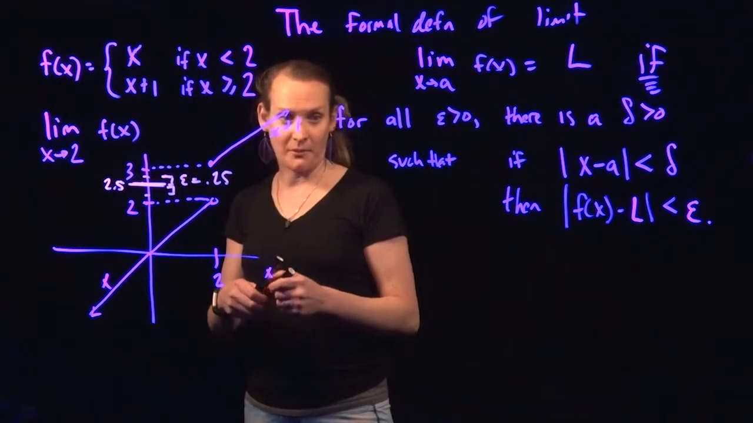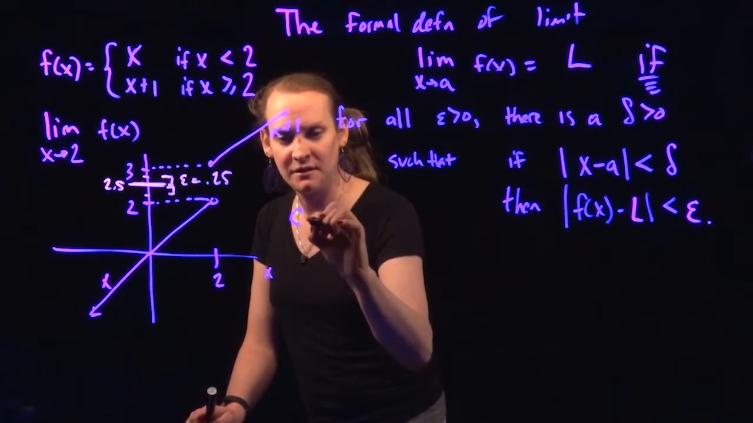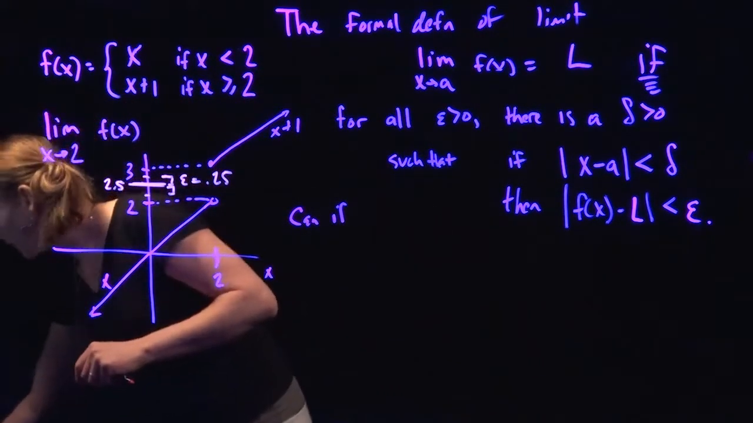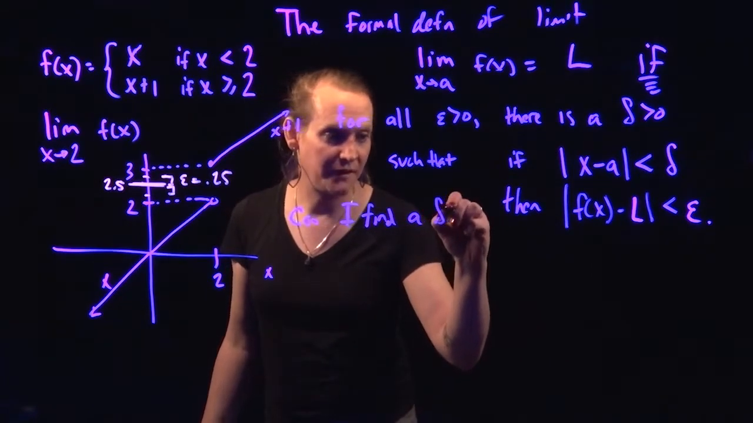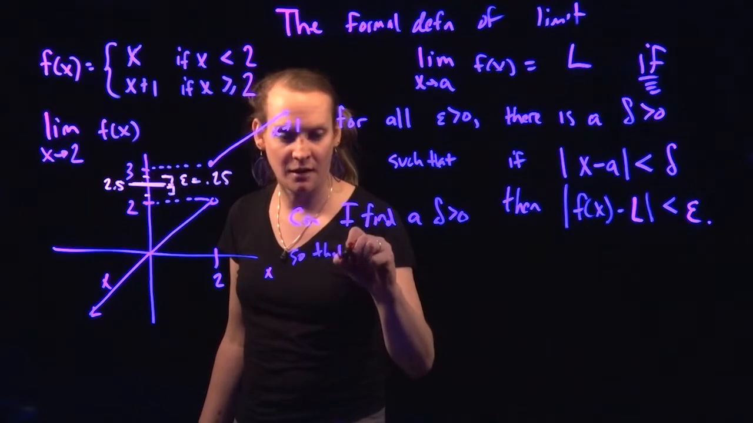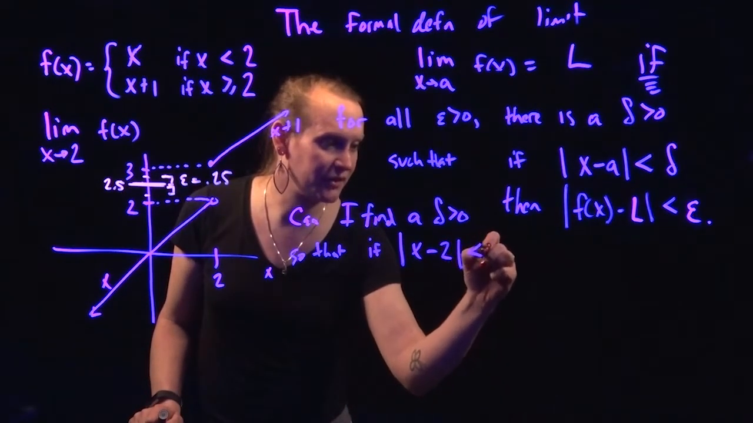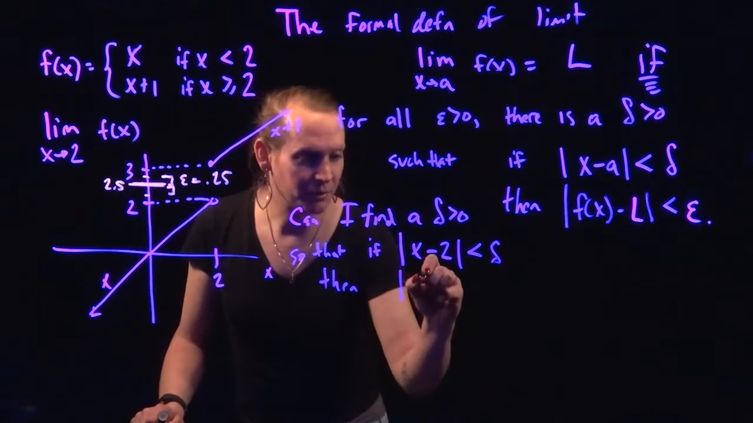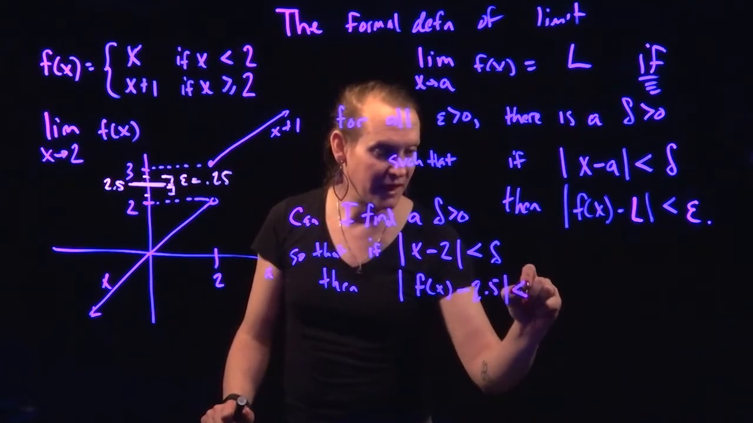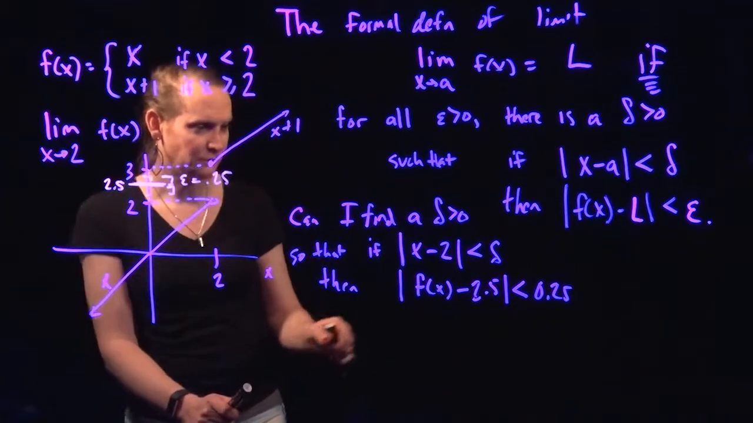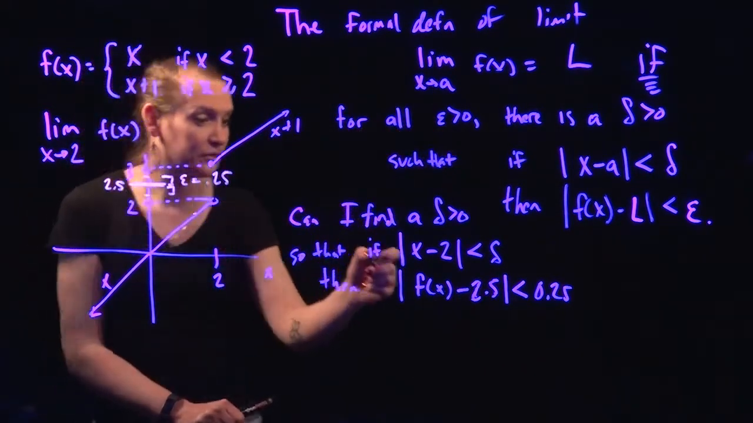Okay, so the question that we're going to ask now is, for all epsilon, here is an epsilon. Can you find a delta so that if the distance between x and 2 is less than delta, then the distance between f of x and 2.5 is less than 0.25? L is, I'm proposing that the limit is 2.5. It's a lie. It's not, because this definition fails. So here's L.